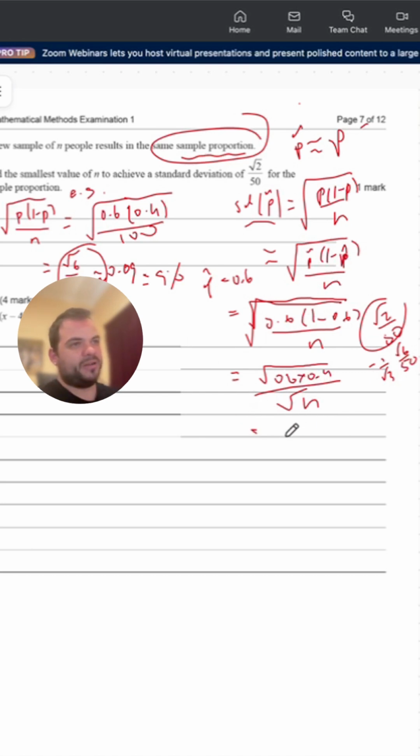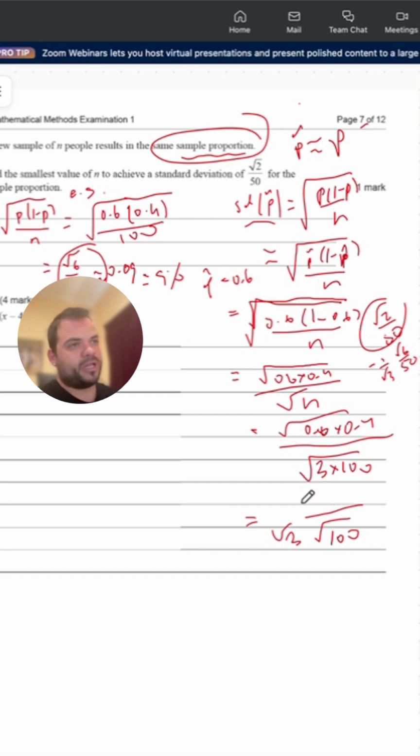So that we get 0.6 times 0.4 divided by 3 times 100. We can then split this into root 3 times root 100. And then in the numerator we have 0.6 times 0.4. But we know that this bit is root 6 on 50.